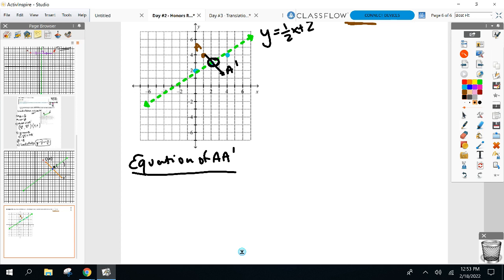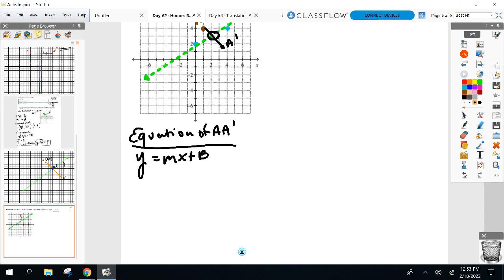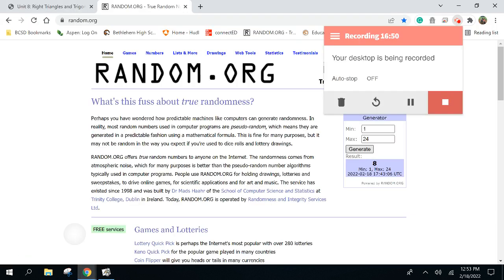What form is it going to come in? What form is the equation of AA prime going to come in? Y equals mx plus b. You ready to do the m part first with me? You ready to do the m part? What do you know about these two lines? Perpendicular. Do you know the slope of one of the lines already? Anybody know the slope of one of the lines already?